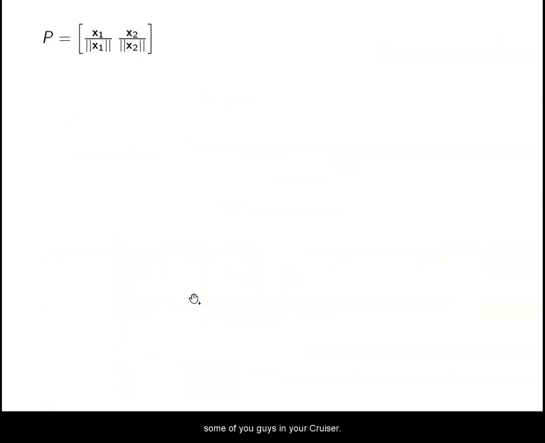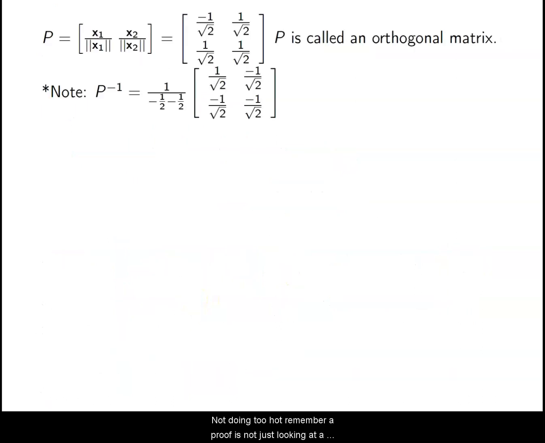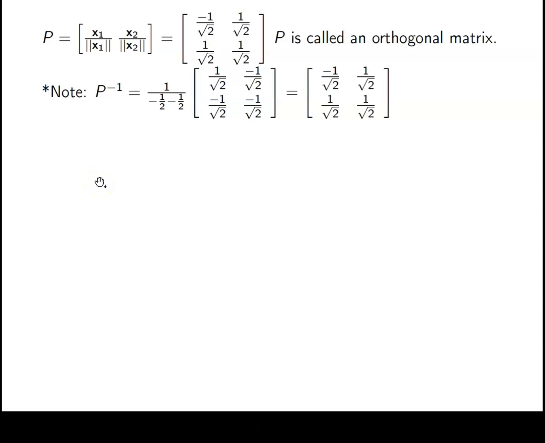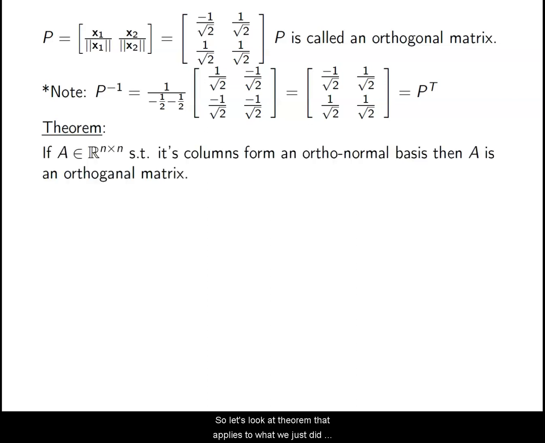Some of you guys in your proofs are not doing too hot. Remember, a proof is not just looking at a specific example. It's looking at everything, right? So for instance, if I want to show something about vectors, I can't just pull out vectors in R2, okay? Even if it's general vectors in R2, it has to be general vectors in any size dimension, right? So just a couple of tips there. Some of you guys, your field of vision is too narrow, right? You have to think about everything on a general scale. So let's look at a theorem that applies to what we just did here.